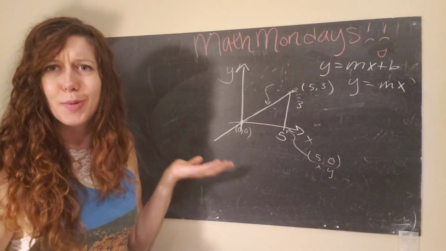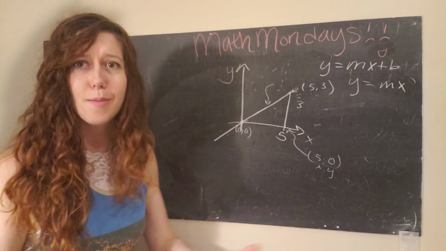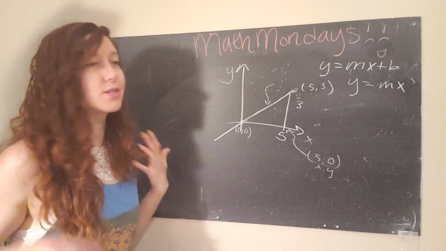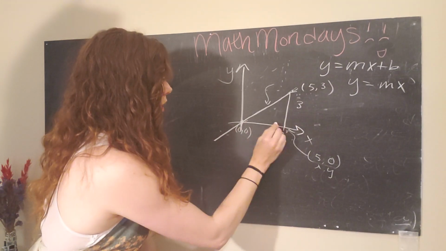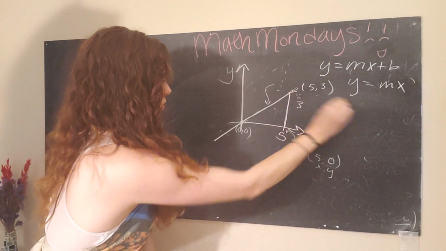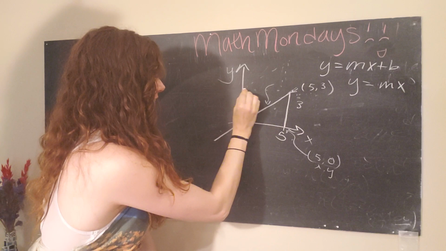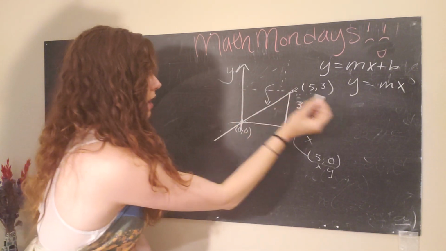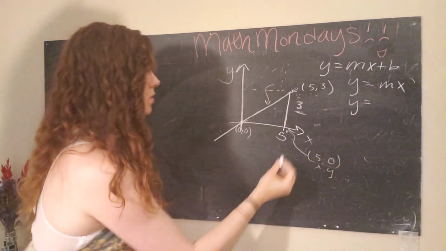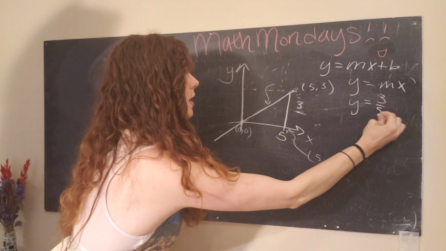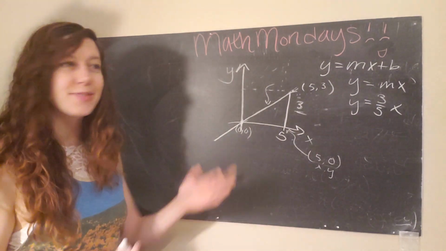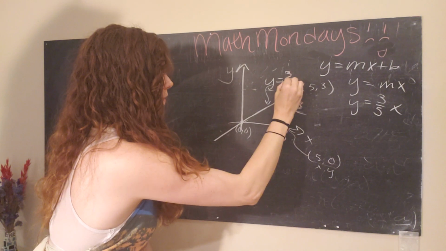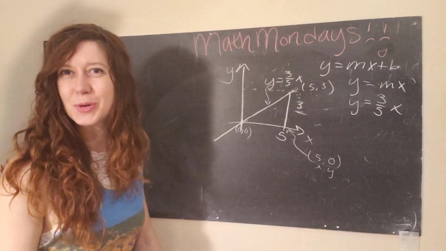And now we're like, oh, but wait, what is m? I thought you said we were using numbers. Haha, yes. So in this case, the slope is rise over run. Rise is 3, and run is 5. So y equals 3/5 x. And that is the equation of this line. Y equals 3/5 x. Cool.